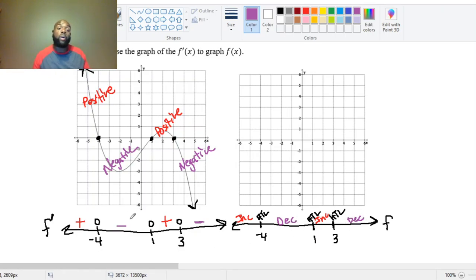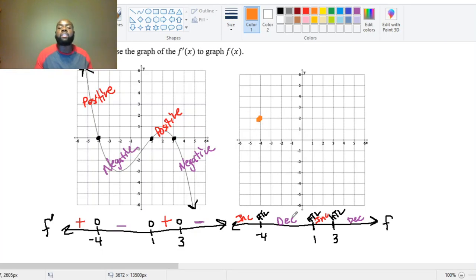And so what we're going to have here is my function is going to be increasing until I get to a horizontal tangent line at -4. So I'm going to pick a point that I can go up to because it's going to increase until I get to -4. You don't have to pick the exact same point. Your point can be up here. Your point can be down here, okay?